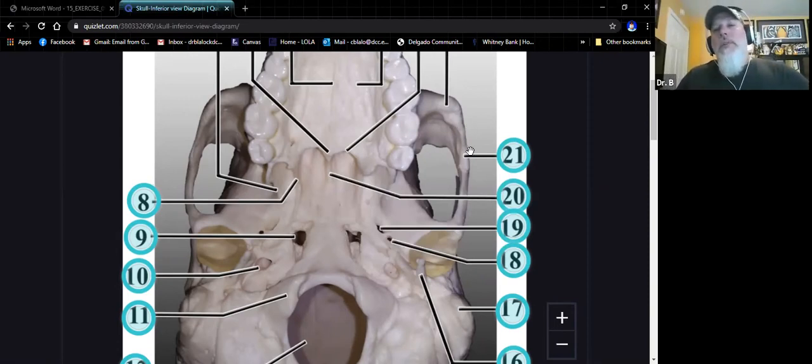And then number 21 right here is just pointing to this arch that's being created by our zygomatic process and the temporal process. So we call this entire structure right here the zygomatic arch.